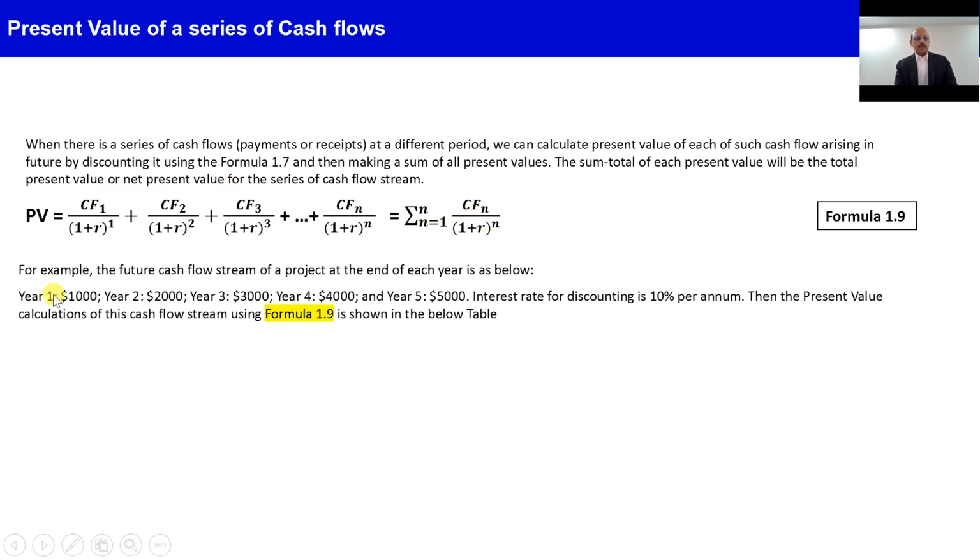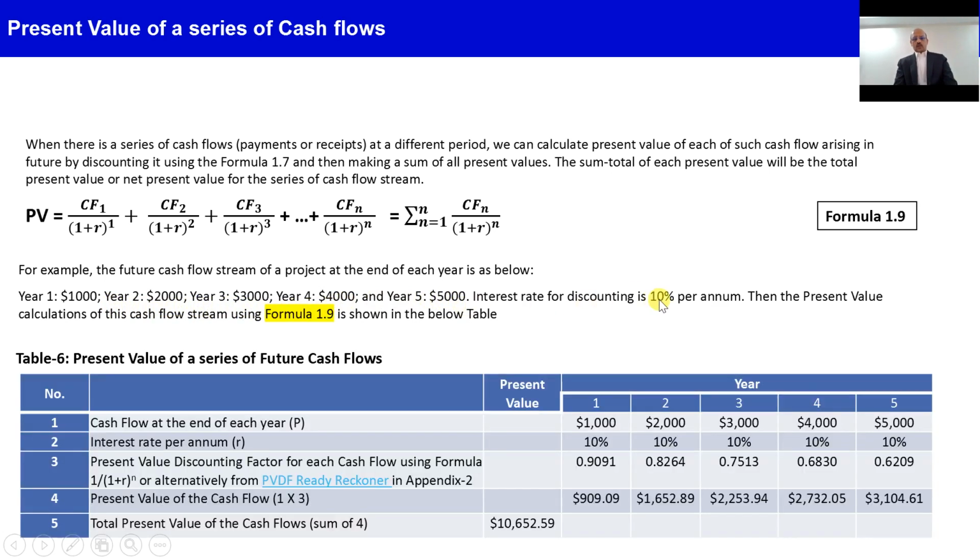For example, suppose we have a year 1 cash flow of $1,000, year 2 $2,000, year 3 $3,000, year 4 $4,000, and year 5 $5,000, and the discount rate is 10% per annum. We put in the columns all the 5 years' individual cash flows, and the discount rate is 10%. Each year's cash flow we discount by the respective PVDF factor, or using the formula 1 divided by (1 plus R) raised to power n.